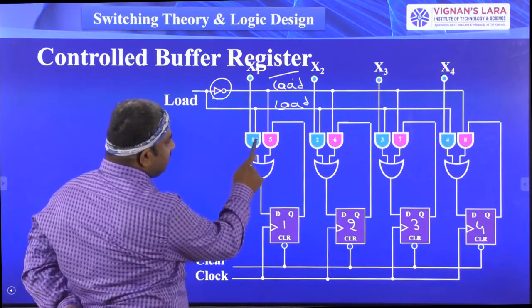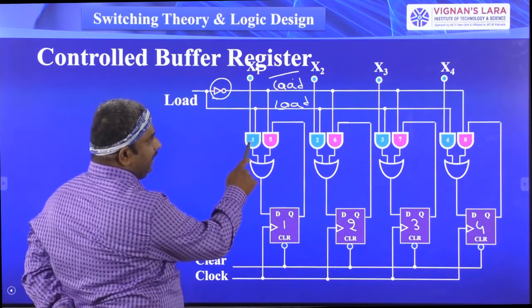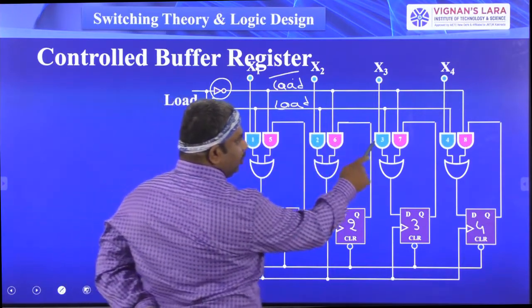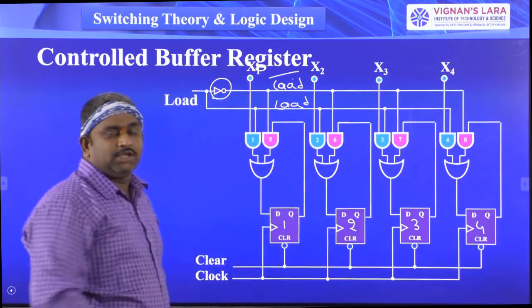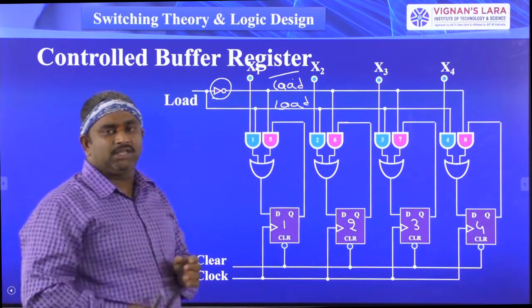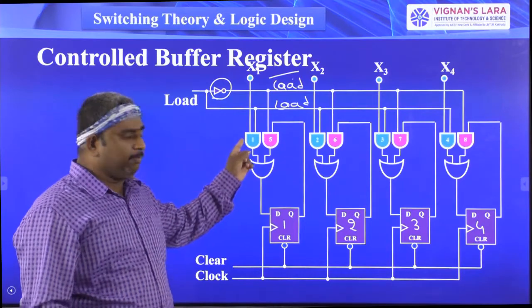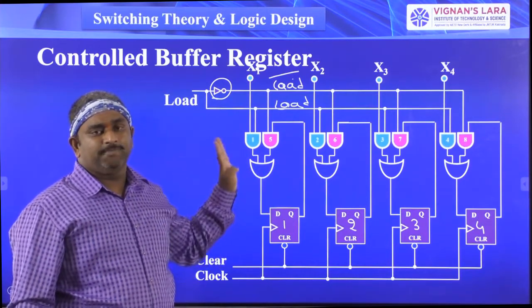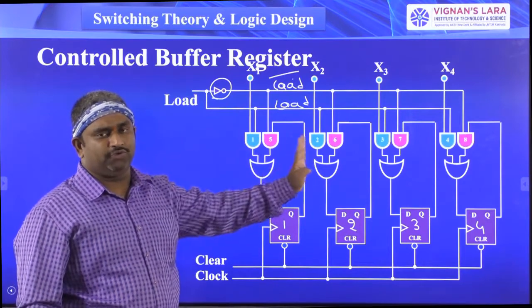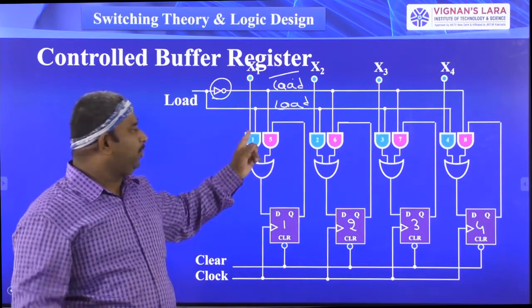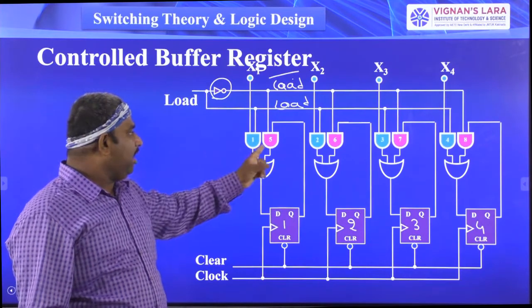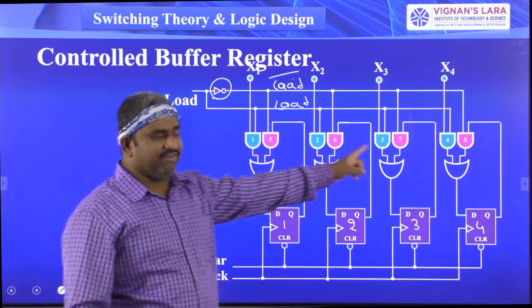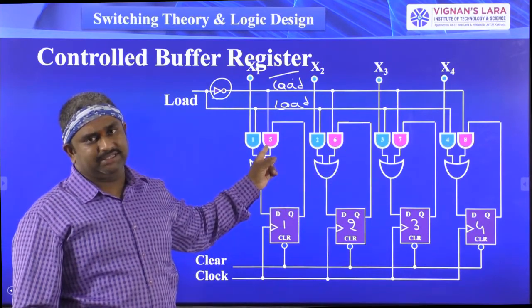And the load signal is connected to the first AND gate, second AND gate, third AND gate, and fourth AND gate. So here for the AND gates, see here the blue color. Here I represented a total of 4 blue color AND gates, 1, 2, 3, 4 AND gates. One of the inputs is connected to the load signal, and next, 5, 6, 7, 8, these pink color AND gates.